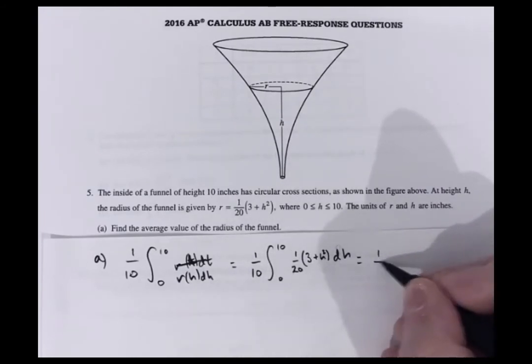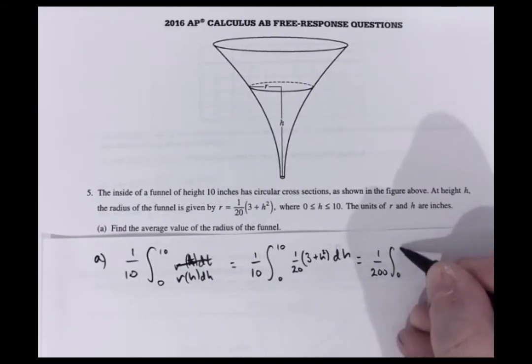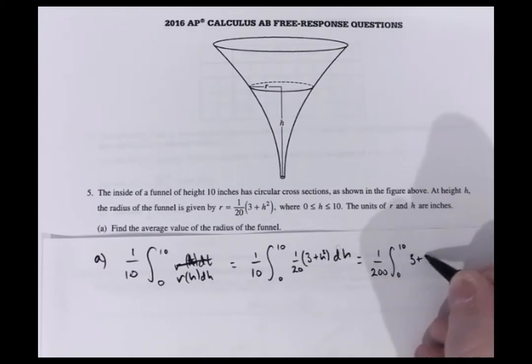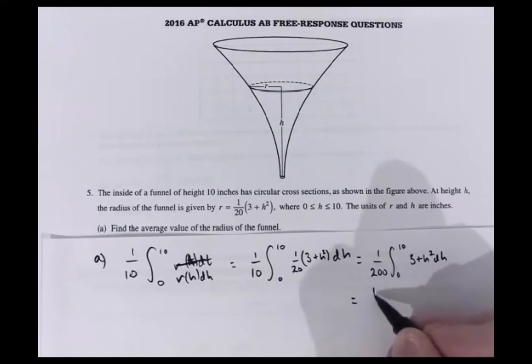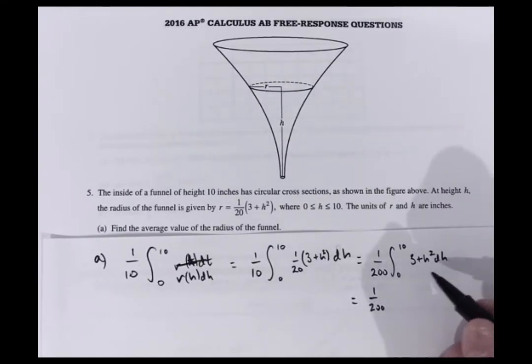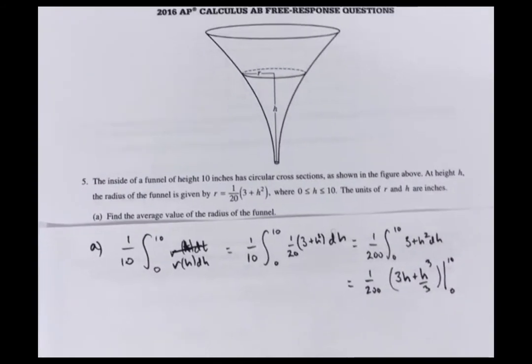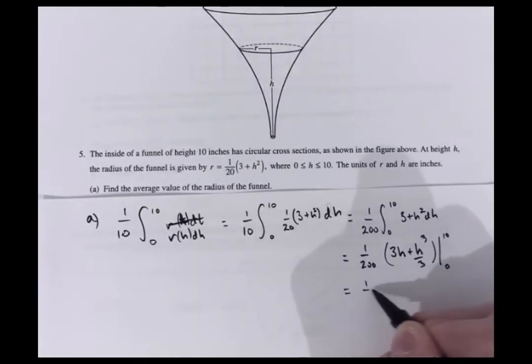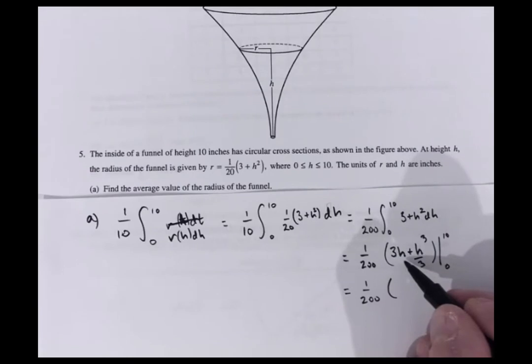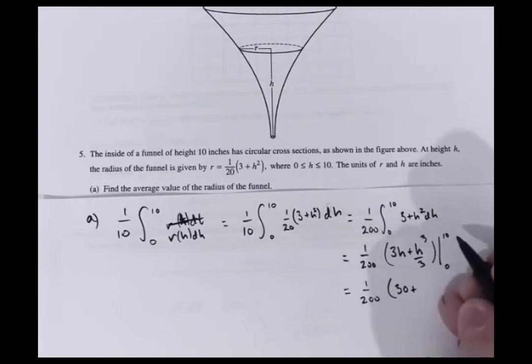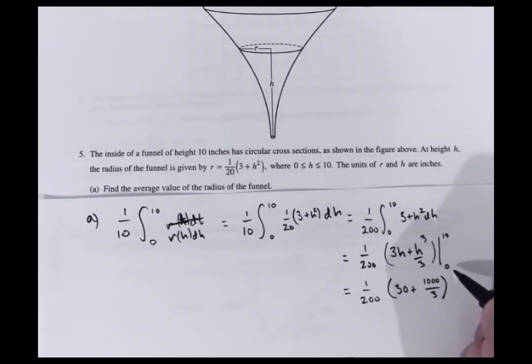1/20th can be pulled out in front as a constant, so we have 1 over 200 times the integral from 0 to 10 of (3 plus h squared) dh. Notice that the antiderivative of 3 is 3h, and the antiderivative of h squared is h cubed over 3. If we evaluate these between 10 and 0, we get 1 over 200 times (3 times 10, which is 30, plus 1,000, 10 cubed over 3), and there's no need to evaluate at 0 because when we insert 0 for h, we're going to get 0.